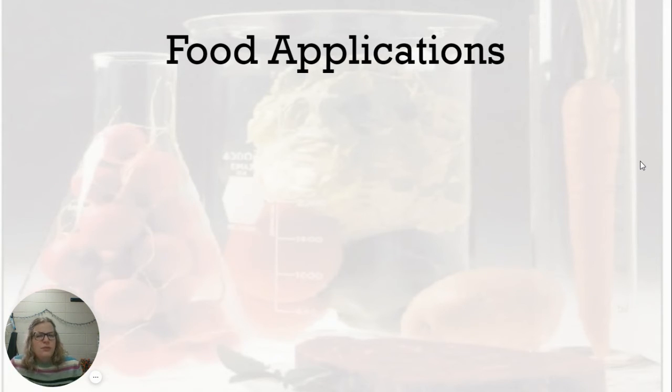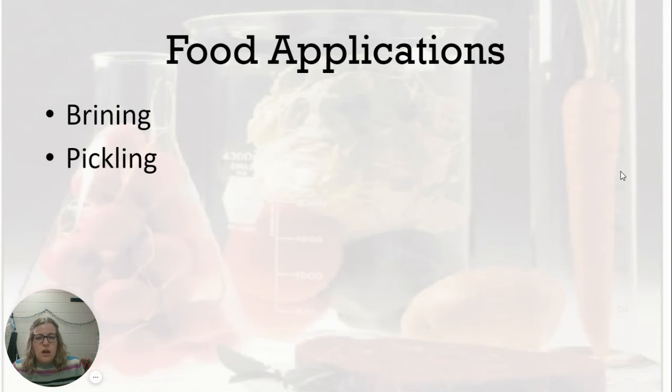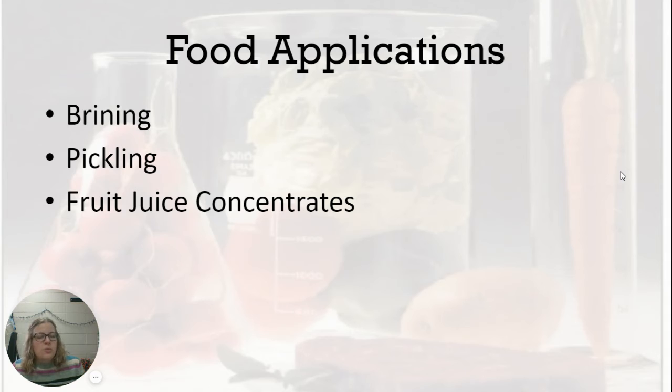Okay, now it's food science, so we're going to talk about food, right? There are different food applications where they're going to use osmosis, and one of them is brining, which we'll talk about in a second, pickling, which we'll also talk about. They can actually use a process called reverse osmosis, where you pull the water out to make fruit juice concentrates and make whey protein.